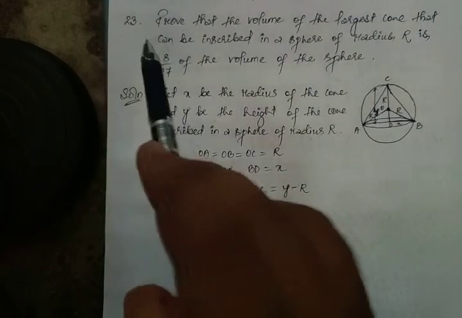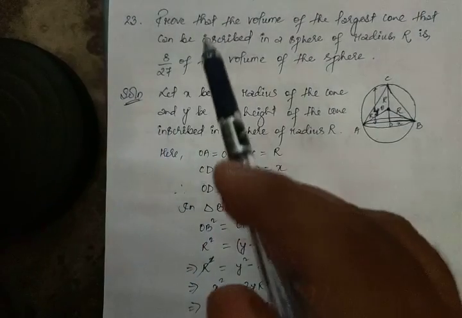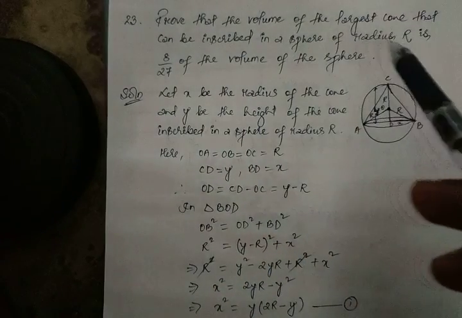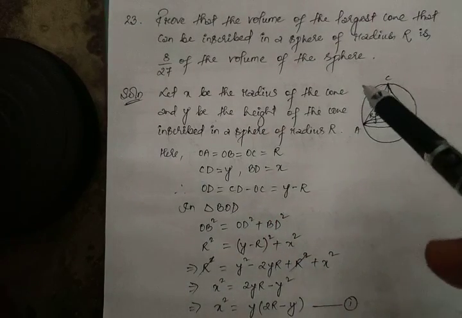Okay, so now let us do question number 23. This is an important question. It is for 6 marks. Prove that the volume of the largest cone that can be inscribed in a sphere of radius r is 8 by 27 of the volume of the sphere.